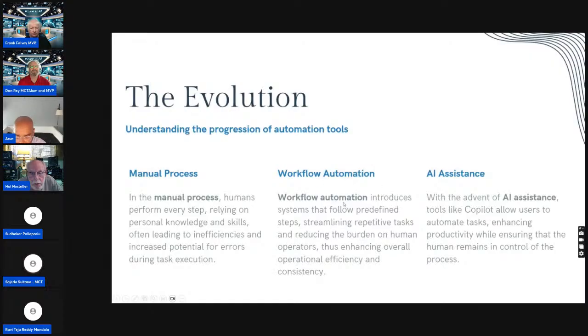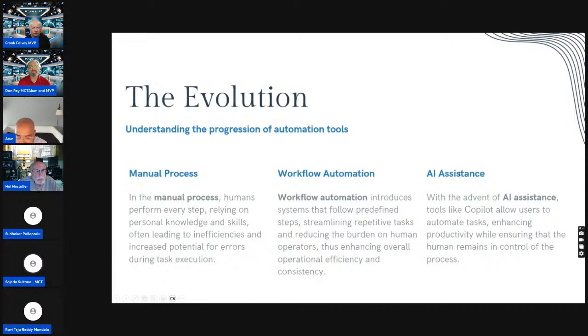Then the evolution was workflow automation. As organizations grew, workflow automation became popular. It allowed the business to automate repetitive and predefined tasks. For example, when a new file is uploaded, let's say within Outlook, then send a notification to Teams. Or another example, when a form is submitted, then create a record and send a thank you email. This kind of automation is workflow automation.